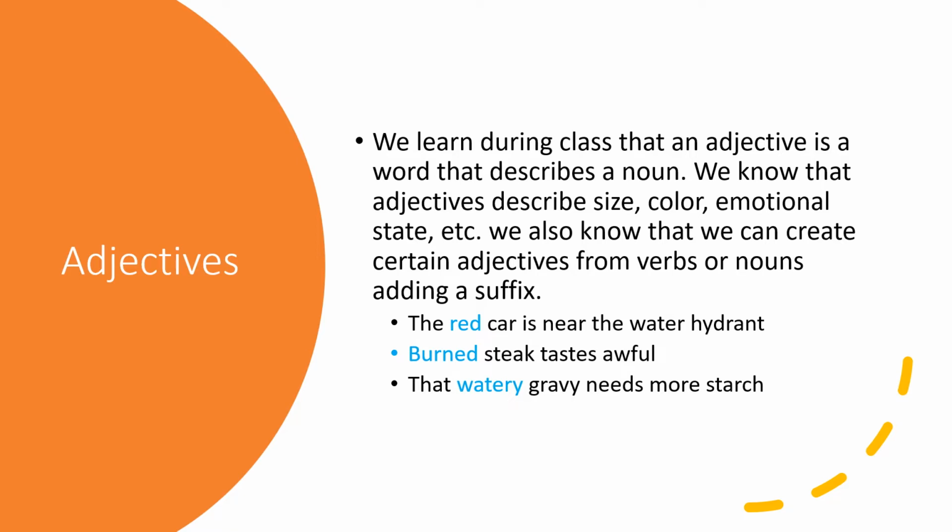Here are three examples of such adjectives. The red car is near the water hydrant. Red is a color. By itself it is an adjective. Burnt steaks taste awful. Burnt is a verb, but now we use it as an adjective, right? So the participle form of a verb may also be used as an adjective. It describes the state of that steak that was sitting on the fire for a bit too long.